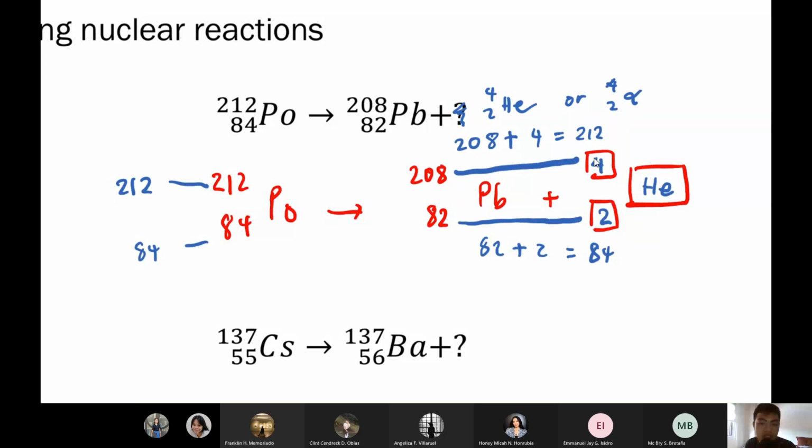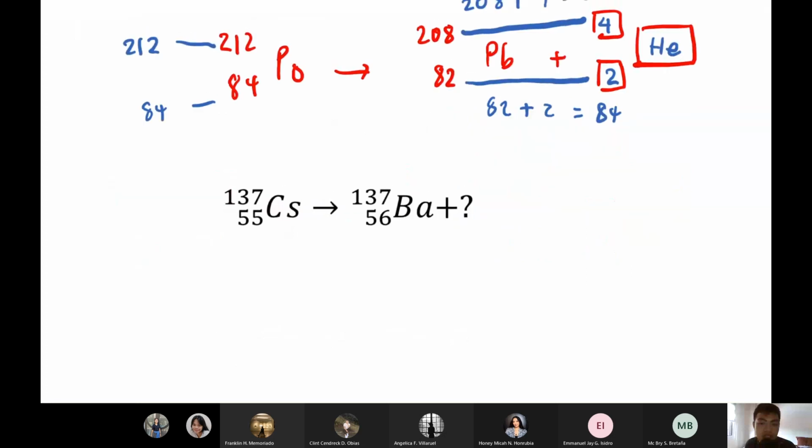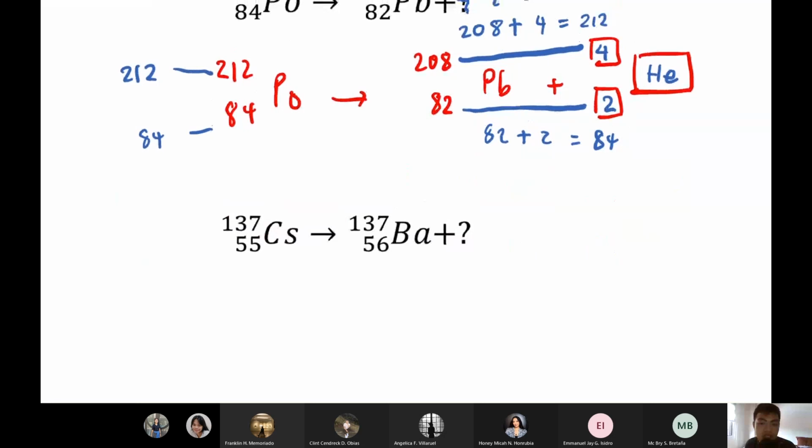Let's try another example. Here, we have cesium-137, then we have barium-137.